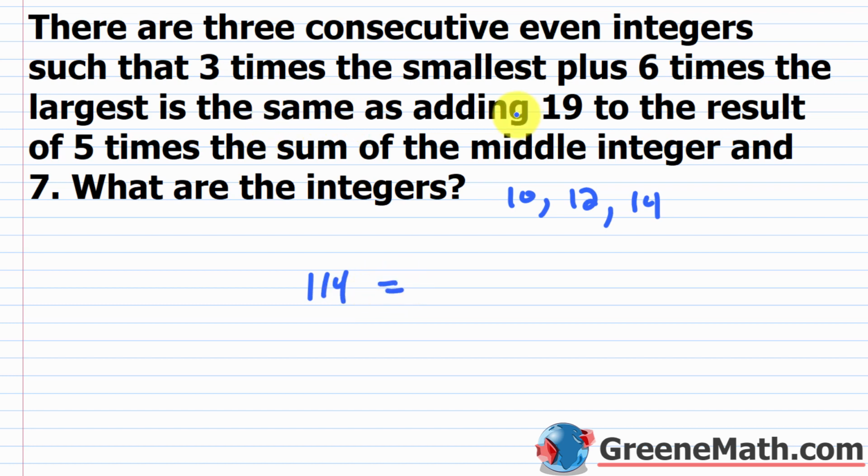Remember, that's equals. Adding 19 to, so let's put 19 plus the result of 5 times the sum of the middle integer and 7. So the middle integer is 12. 12 plus 7 is 19. So this is going to be 19 times 5. So 19 times 5 is 95. So this is 95. And if I add 19 to that, I do get 114. So this is my correct answer. You have 10, 12, and 14.